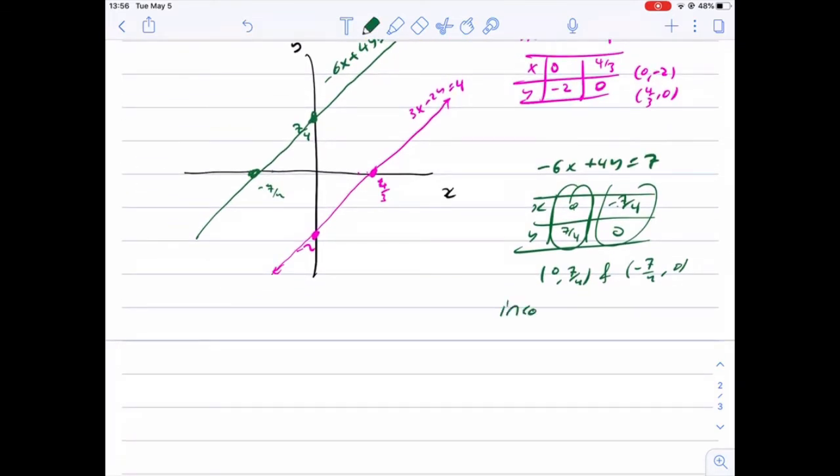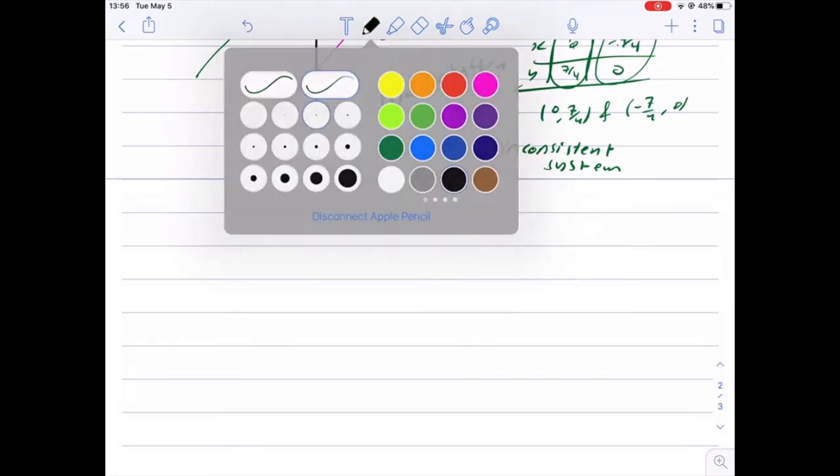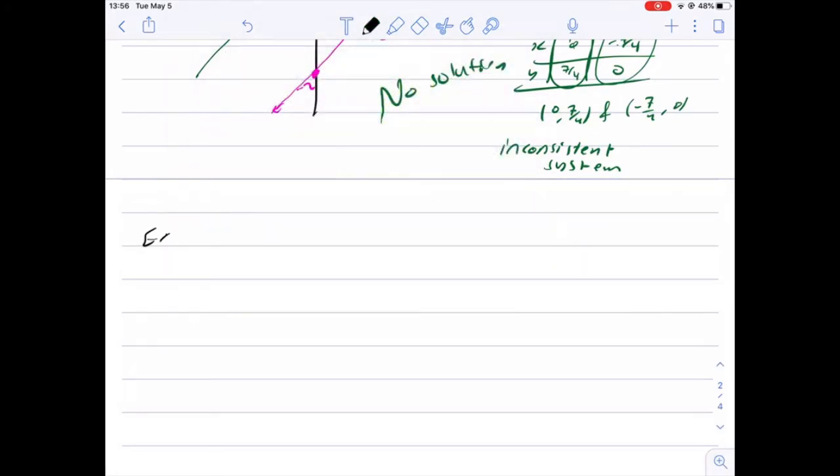So the solution here is the system is inconsistent, and there's no solution. Now let's do another problem of a different system. For example, if we want to solve 8x minus 2y equals negative 4 and negative 4x plus y equals 2.